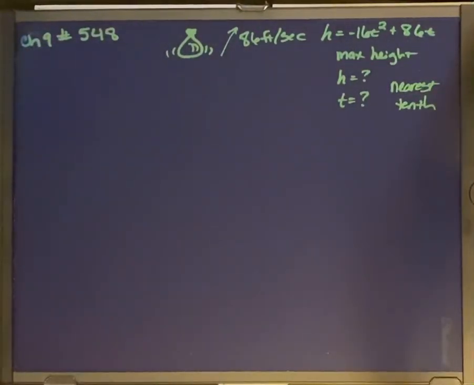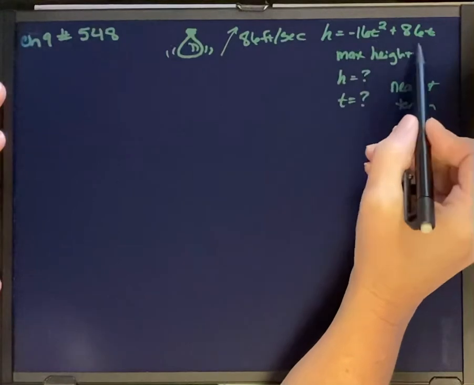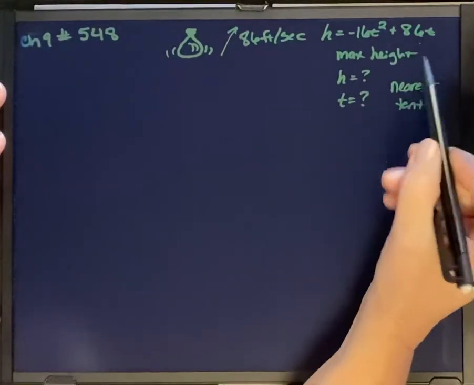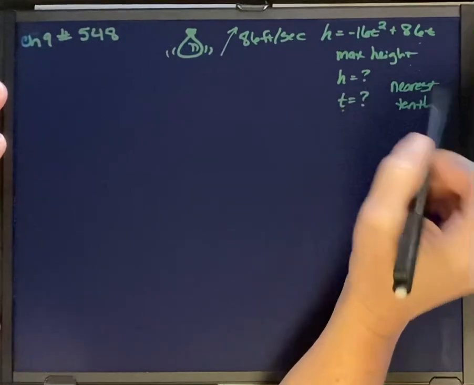Right, this question is telling us that we've launched a water balloon up at the rate of 86 feet per second. The height of the balloon is determined by this equation right here, and it wants us to find out what's the maximum height and at what time does that occur.